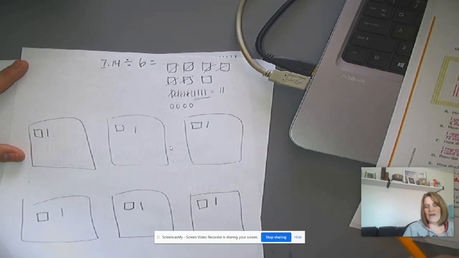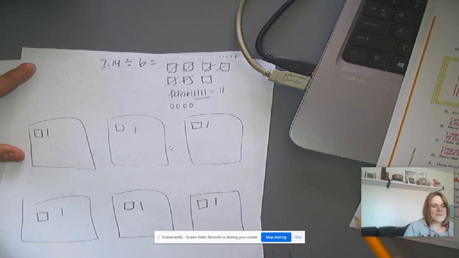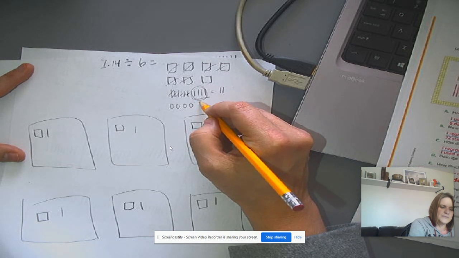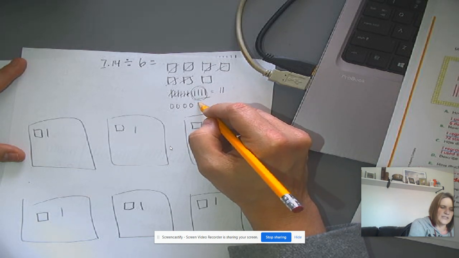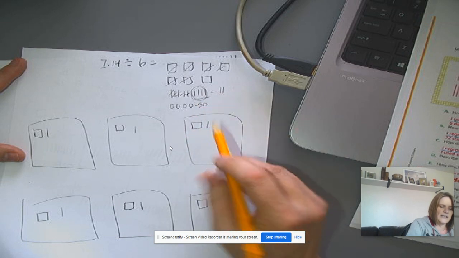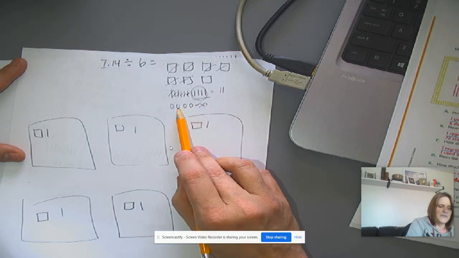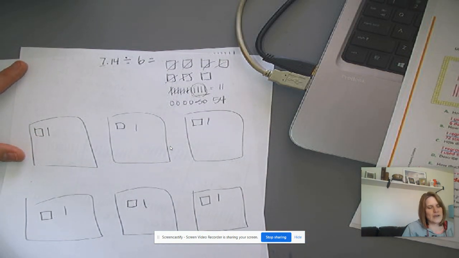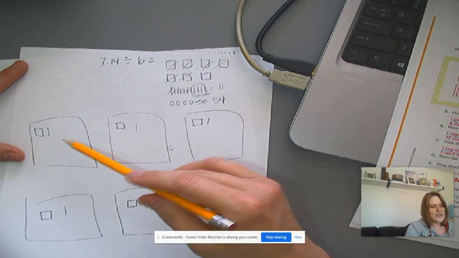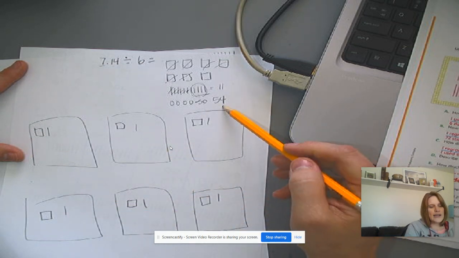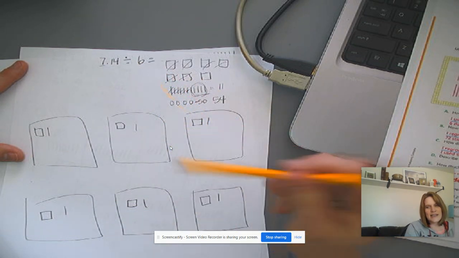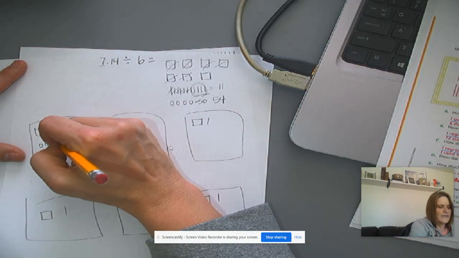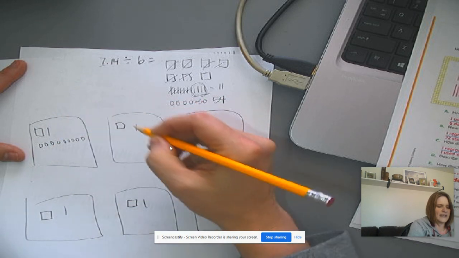Do I have enough? I don't have enough, right? So those 5 are now going to be broken into 50 hundredths. So now I've got 50 there, and then I've got 51, 52, 53, 54. Okay, now I can go through and do 1, 2, 3, 4, 5, 6, 7, 8, 9, 10. Or I know that 54 divided by 6 is 9. So 1, 2, 3, 4, 5, 6, 7, 8, 9.